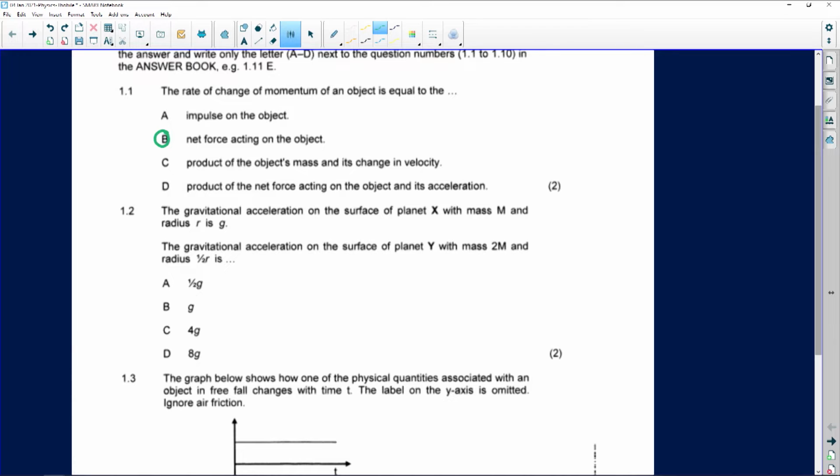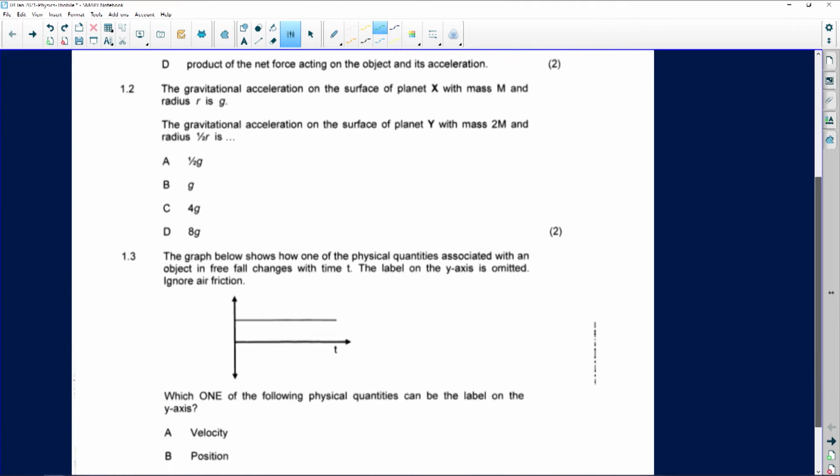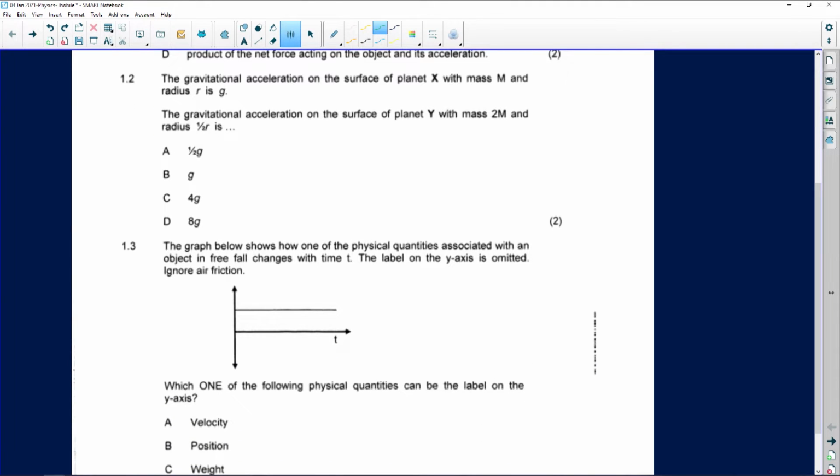Question 1.2, the gravitational acceleration on the surface of planet X with a mass of m and the radius of r is g. The question further elaborates and says the gravitational acceleration on the surface of planet Y with mass 2m and the radius 1 over r is: 1 over 2g, only g, 4g, or 8g? The answer to 1.2 is D.